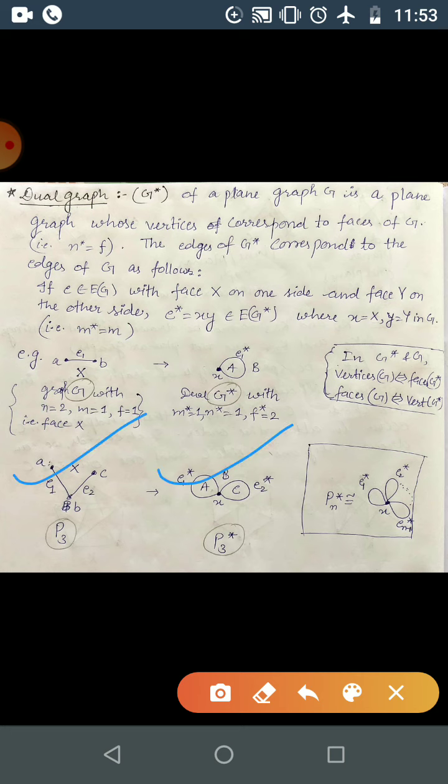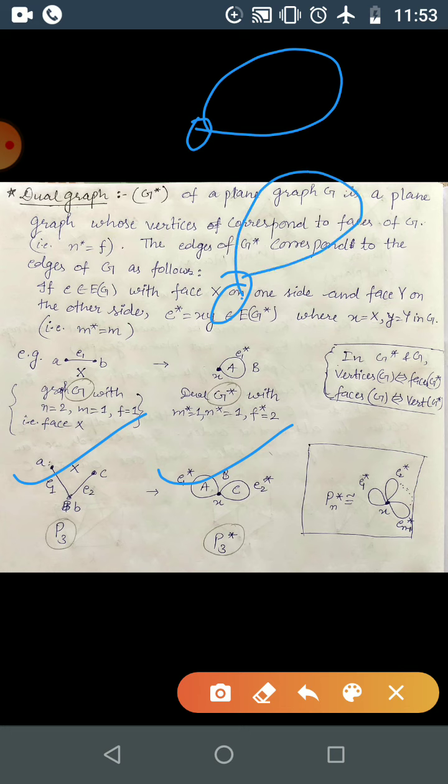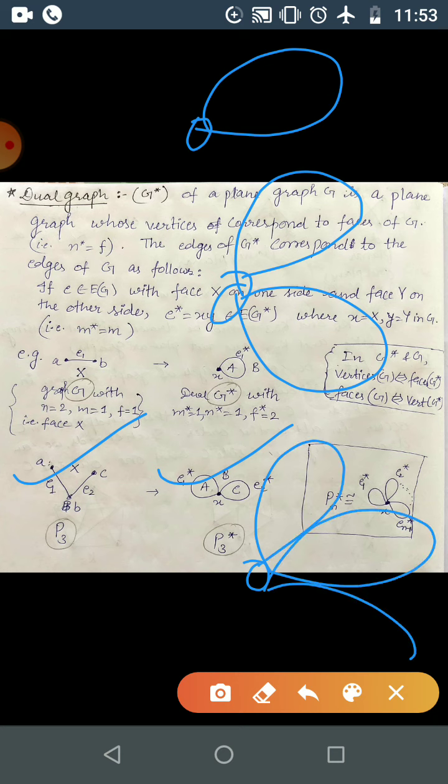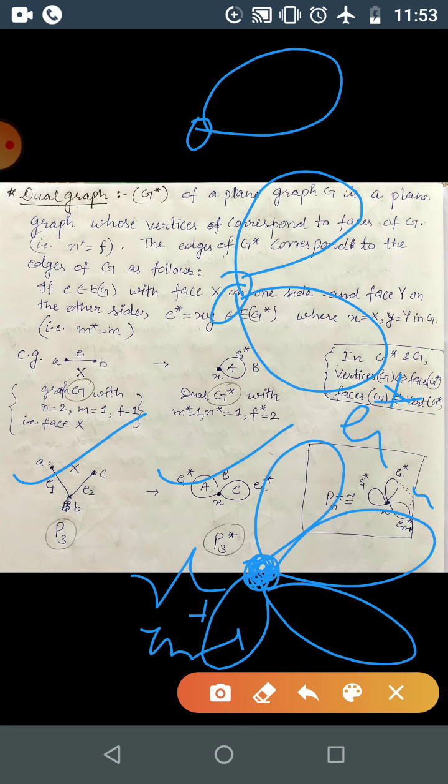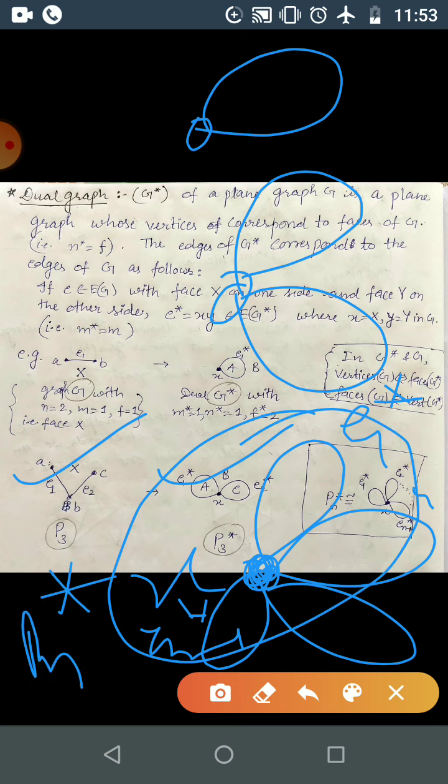In case of P2, it was one multi-edge, one loop, and in case of P3, it was 2 loops, and in case of Pn, it will be n minus 1 loops. Okay. So one vertex, that will be corresponding to one face, or you can just say one region of Pn, and there will be n minus 1 edges. So E1 star, E2 star and so on up to En minus 1 star. So this one is the dual of Pn, represented by Pn star.